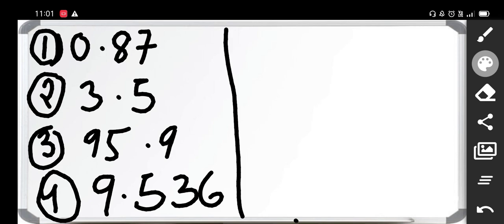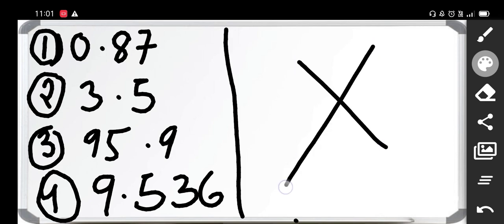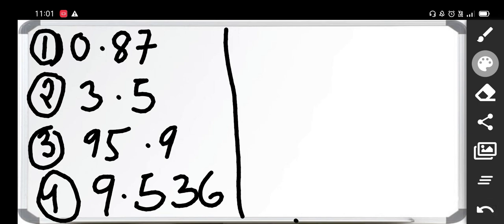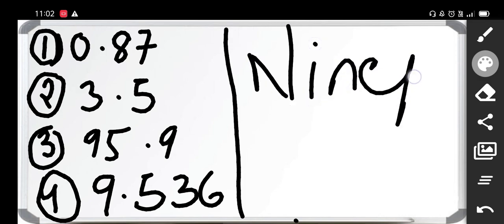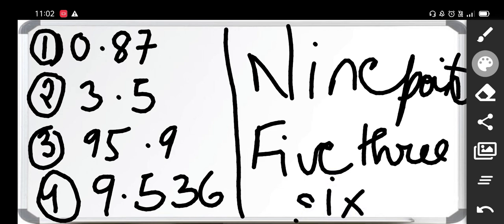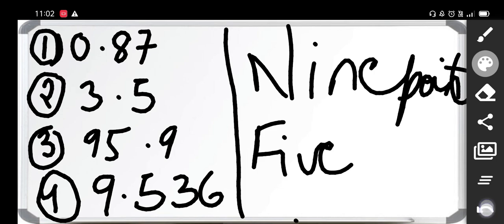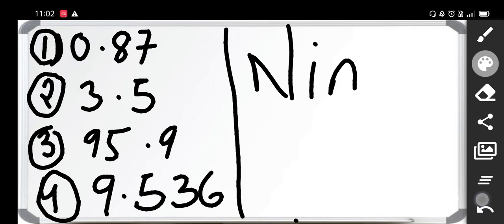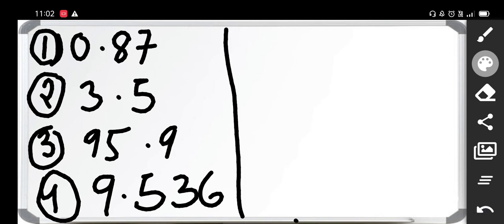Now our last one, 9 point. What will you say? Five hundred thirty-six? It is wrong if you say that, because it is after the decimal point. So it is nine point five three six. Sorry, my writing is not too good on this board. Like this you have to write and spell it: nine point five three six. So this was how to spell or write in words.